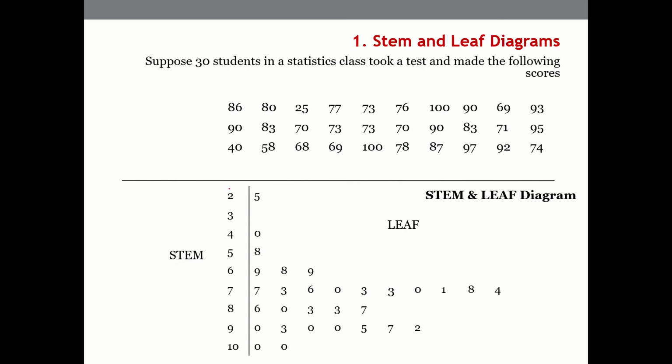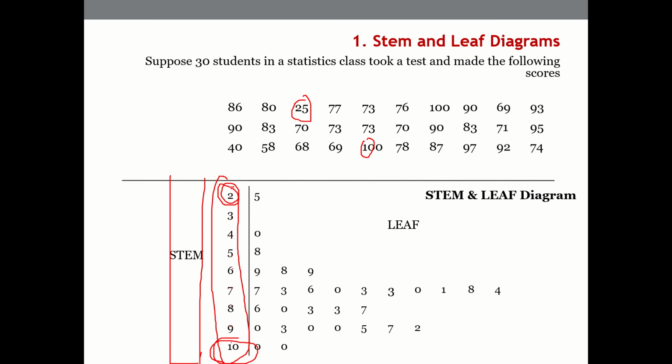So what we do is make this major heading based on the numbers. We don't have more than 100, so we can say 10 is the highest number. And we don't have a single digit number, so the starting number is 25. So we start with 2, 3, 4, 5, 6, 7, 8, 9, 10 listed in a column.